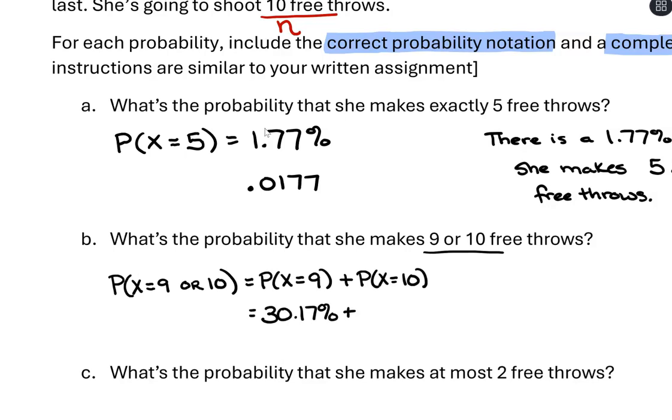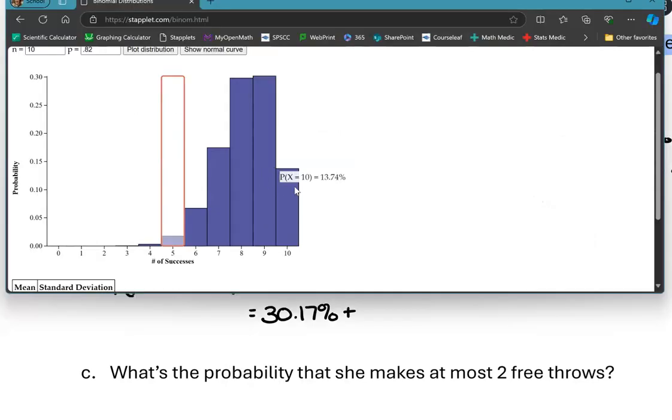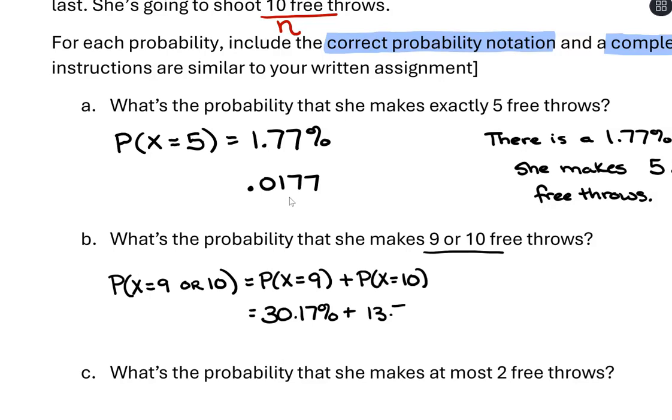And we want to add on the probability for 10, which is 13.74%. And that's going to come out to 43.91%, or if you need the decimal form, 0.4391.